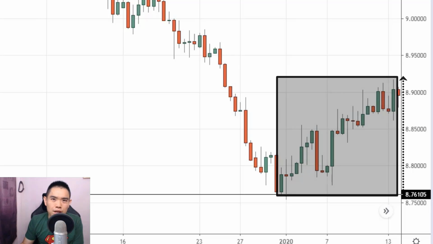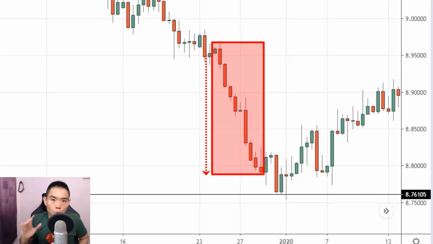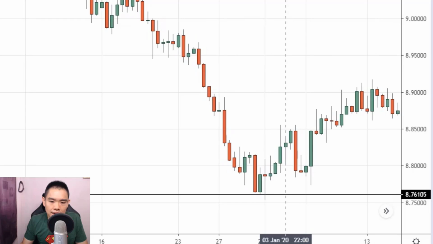We don't want the pullback to exhibit such bearish momentum that you have seen previously, like this type of bearish momentum. We don't want to see this, because this is telling you that the sellers are in control and still have strong momentum. You don't want that to happen. You want to see a weak pullback. So the range of the candles must be nice and tight and shallow.